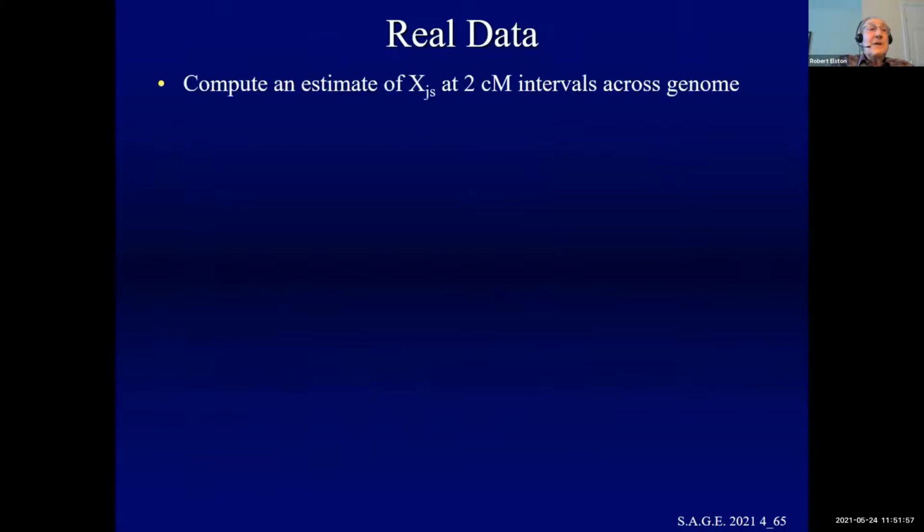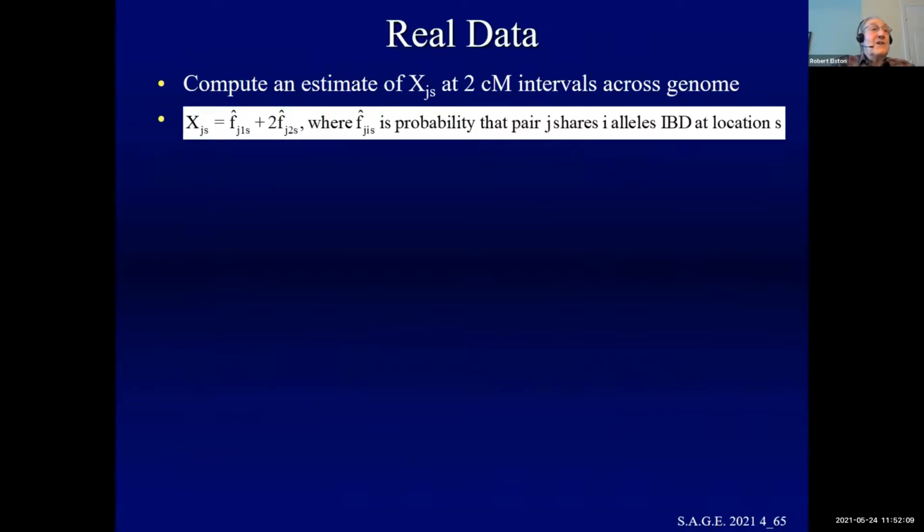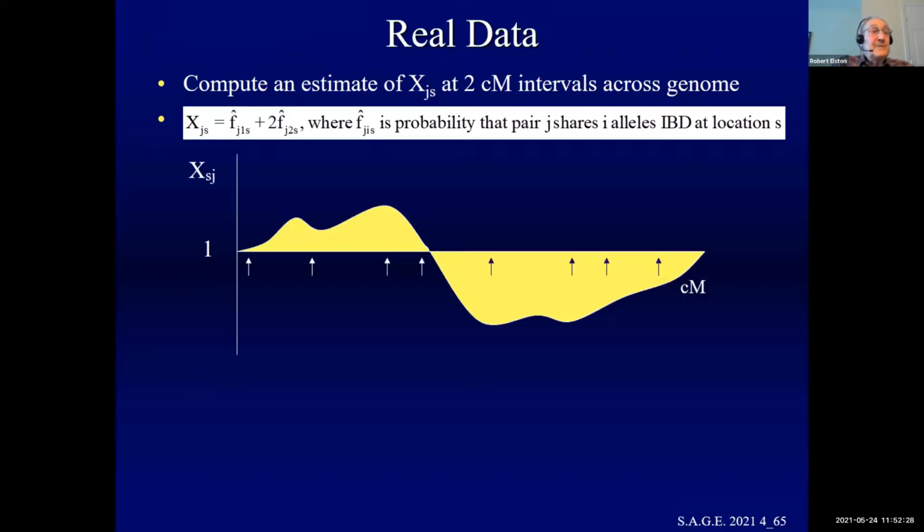So let's look at what happens with real data. What we do is we compute this estimate of XJS at 2 centimorgan intervals across the whole genome. And this XJS is the probability that Sib pair J shares I alleles identical by descent at locus S. In other words, it's the estimate of sharing 1 plus twice the estimate of sharing 2. And so this is what it looks like.